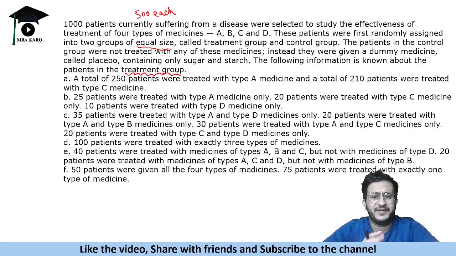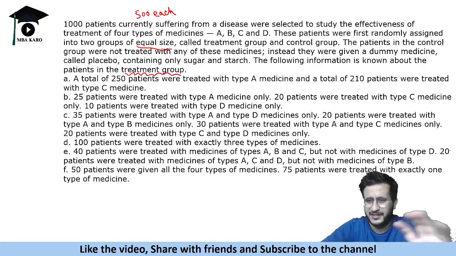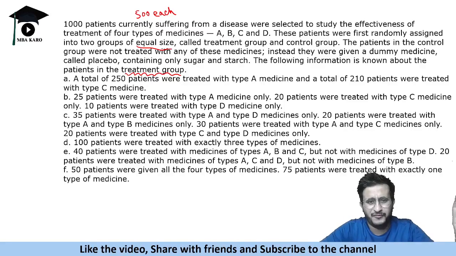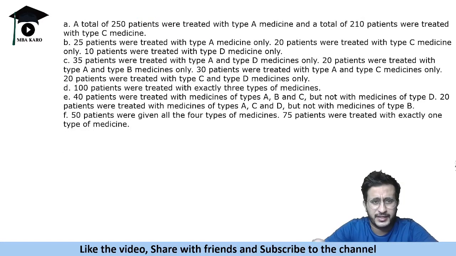So basically, we are dealing with just 500 people. 500 people are given dummy medicine, that is not in the picture. So we have to make a four-set Venn diagram of these patients. They were given four types of medicines A, B, C, and D. So let's make a Venn diagram using these conditions.